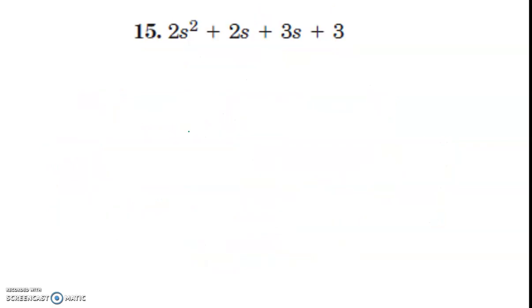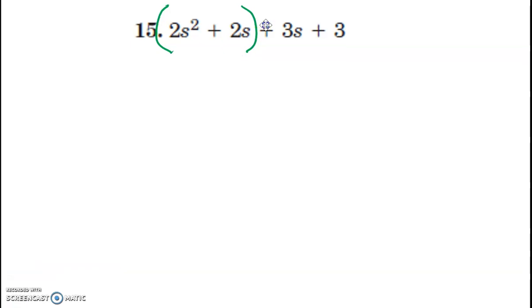Try another one. Again, looking at the same idea, I'm going to break this up into two groups, putting parentheses around two of each.